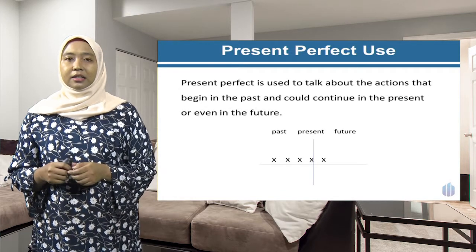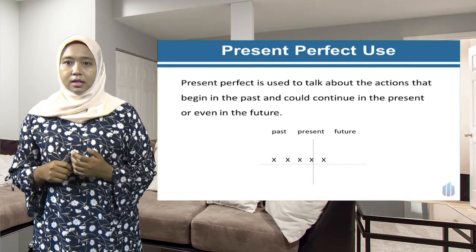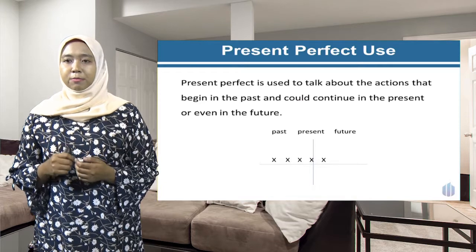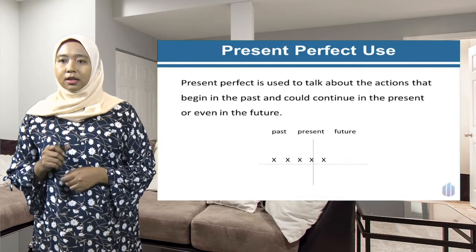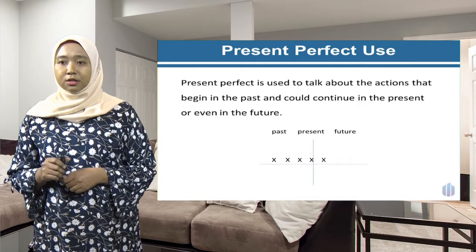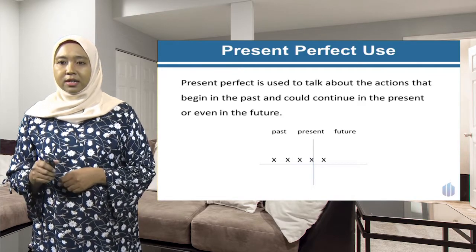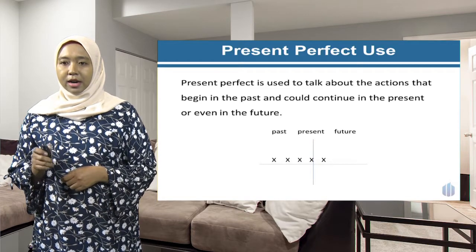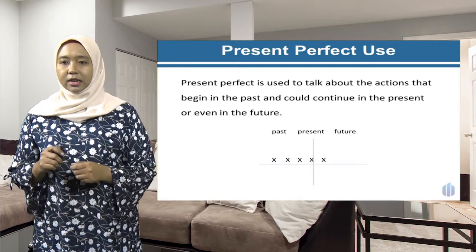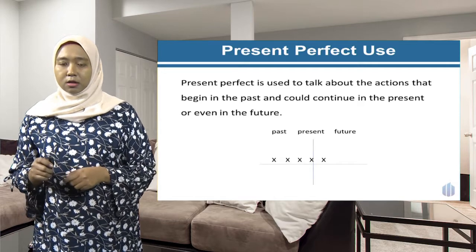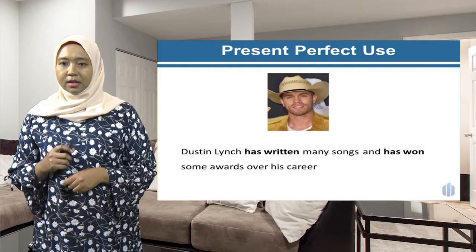Let's discuss more about present perfect, because simple past tense and simple present you have already studied before. Let's talk about present perfect. Present perfect is used to talk about an action that began in the past and could continue in the present or even in the future. That one, the past, present, and future. The timeline starts from the past and is still continuing until the present or even into the future. Here is an example.